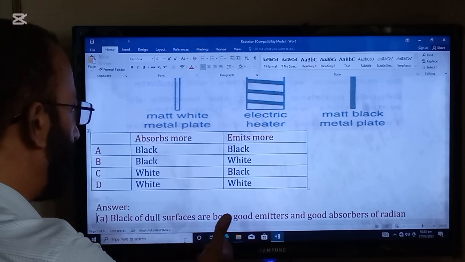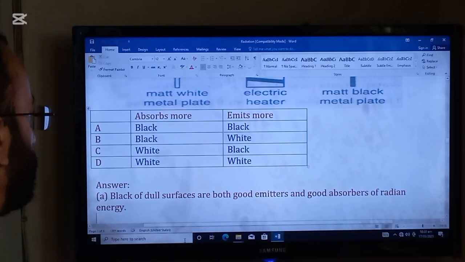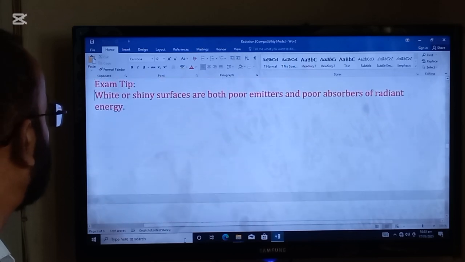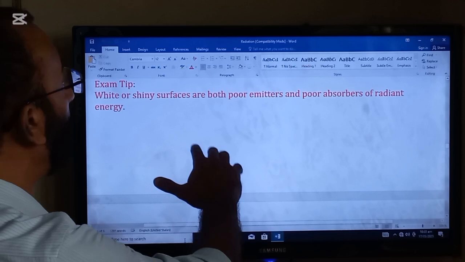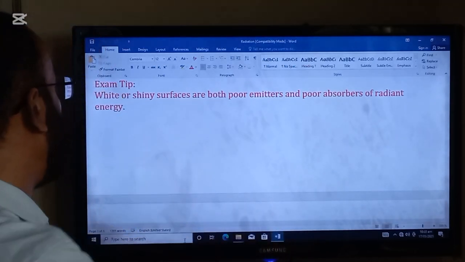Black or dull surfaces are both good emitters and good absorbers of the radiant energy. Exam tip: white or shiny surfaces are both poor emitters and poor absorbers of the radiant energy.